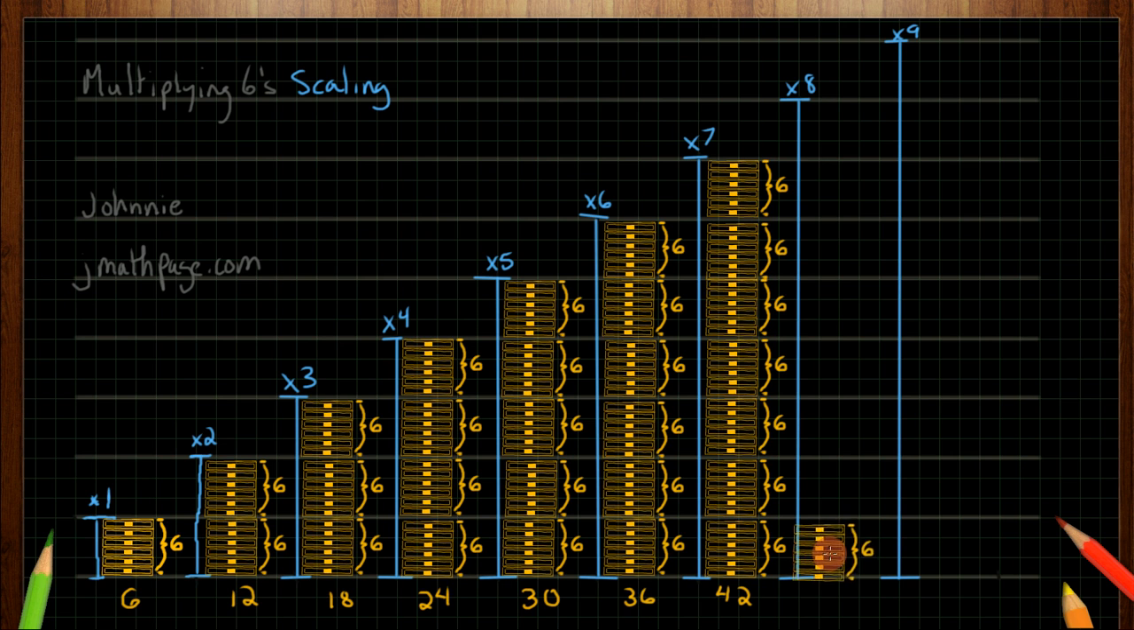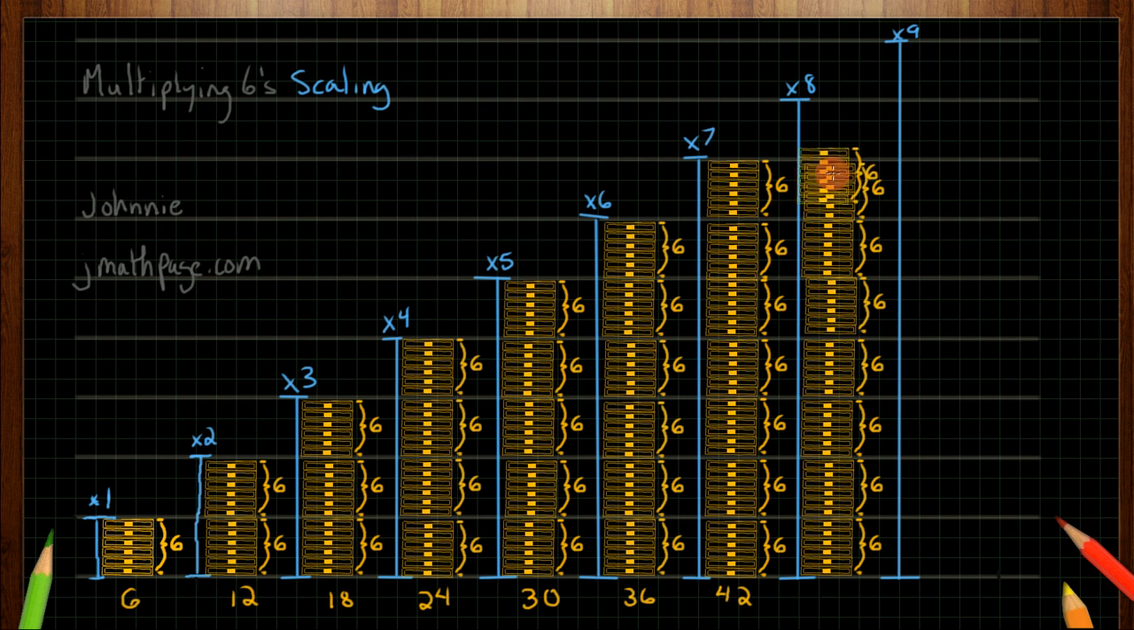8 stacks of 6 boxes. 1, 2, 3, 4, 5, 6, 7, 8 stacks of 6 boxes. Hope it doesn't fall over. How many boxes altogether? 6, 12, 18, 24, 30, 36, 42, and 6 more, 48. 8 stacks of 6 boxes gives us 48 boxes altogether. 8 times as many as what we started with. So you can see how much it's grown and grown and grown.